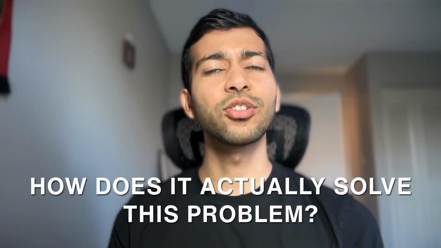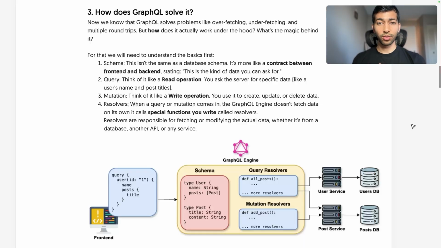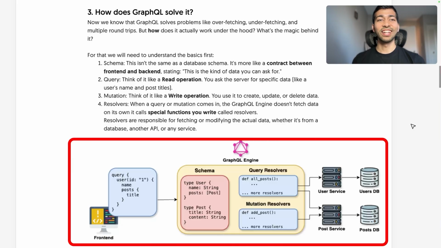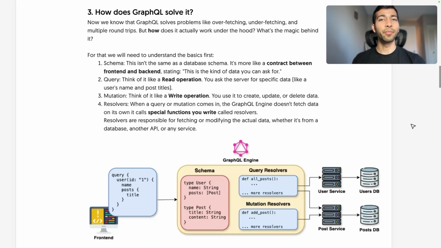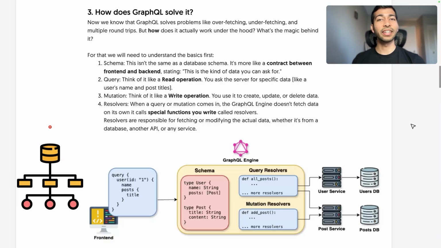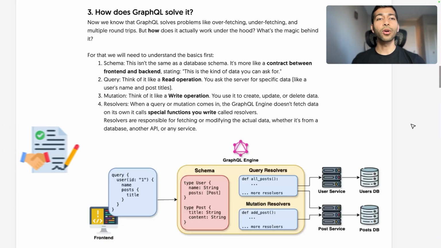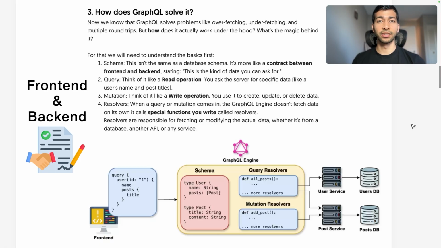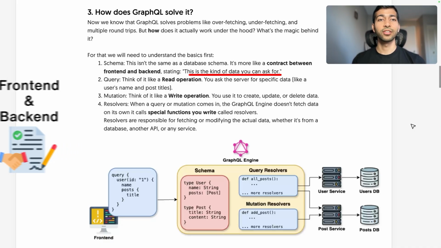But how does it actually solve this problem? Let's go deeper and understand this. Before trying to understand this diagram right here, let's look at a few of the basic keywords. The first one is a schema. Schema might be a misleading term. This isn't the same as a database schema. It's more like a contract between the front end and the back end, stating that they will be communicating in such and such fashion. This is the kind of data I'll be giving to the backend, and the backend says, this is the kind of data I'll be sending you back. So it's like a contract.